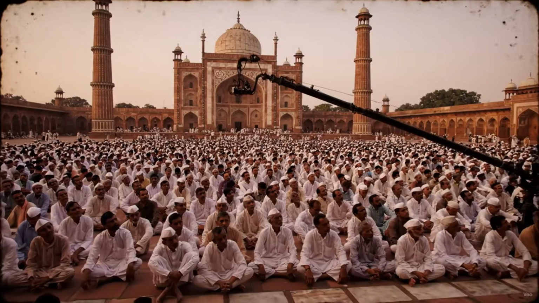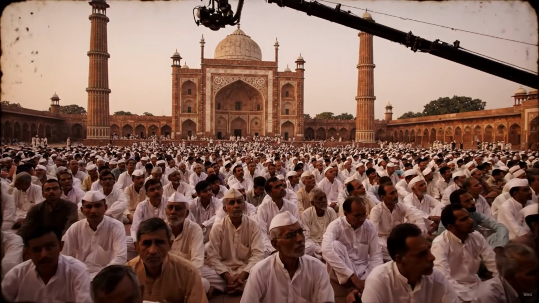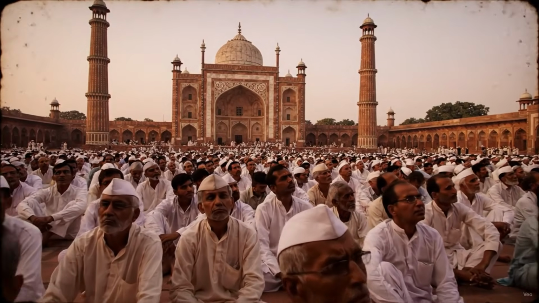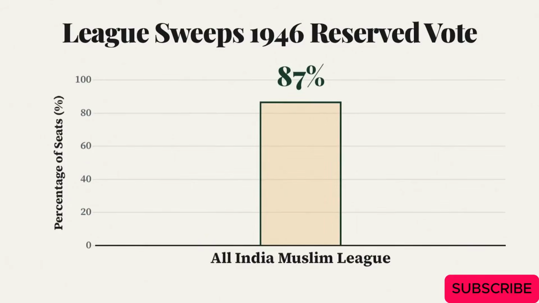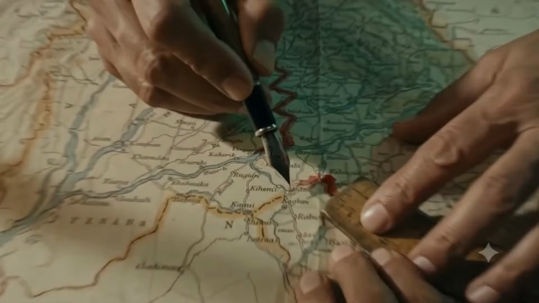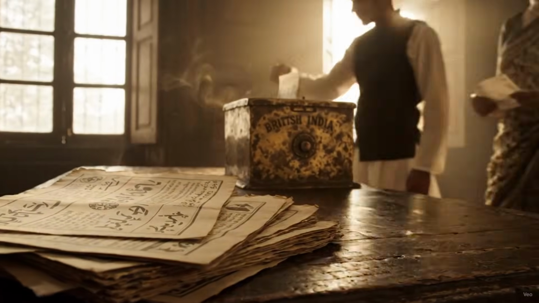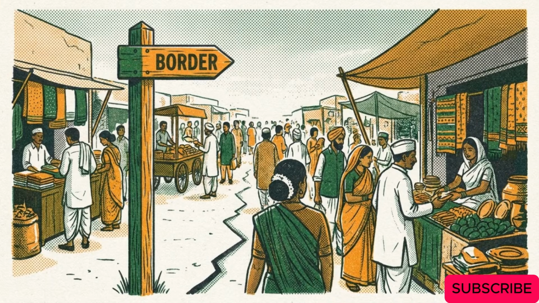The data from those elections showed a clear trend. The Muslim League campaigned on the demand for an independent Pakistan and won 87% of the seats reserved for Muslim voters across the provinces. But a year later, when the borders were actually drawn, a historical paradox emerged. Millions of the people who had just voted for a separate Muslim homeland chose to remain in India.